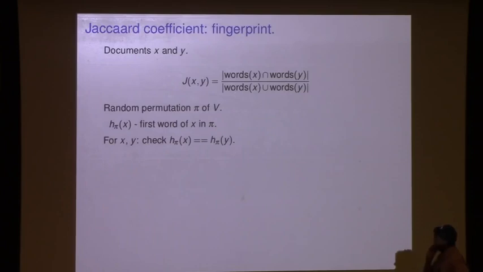Okay, so what we want to do is let's just think about a thought experiment. Remember, I want to model this thing up there, this J of XY. I want to figure out for X and Y this measure, this Jaccard coefficient. So what I'm going to do is check whether this H pi of X is equal to H pi of Y. They're both one word, right? If they both have dolphin in it, for example.